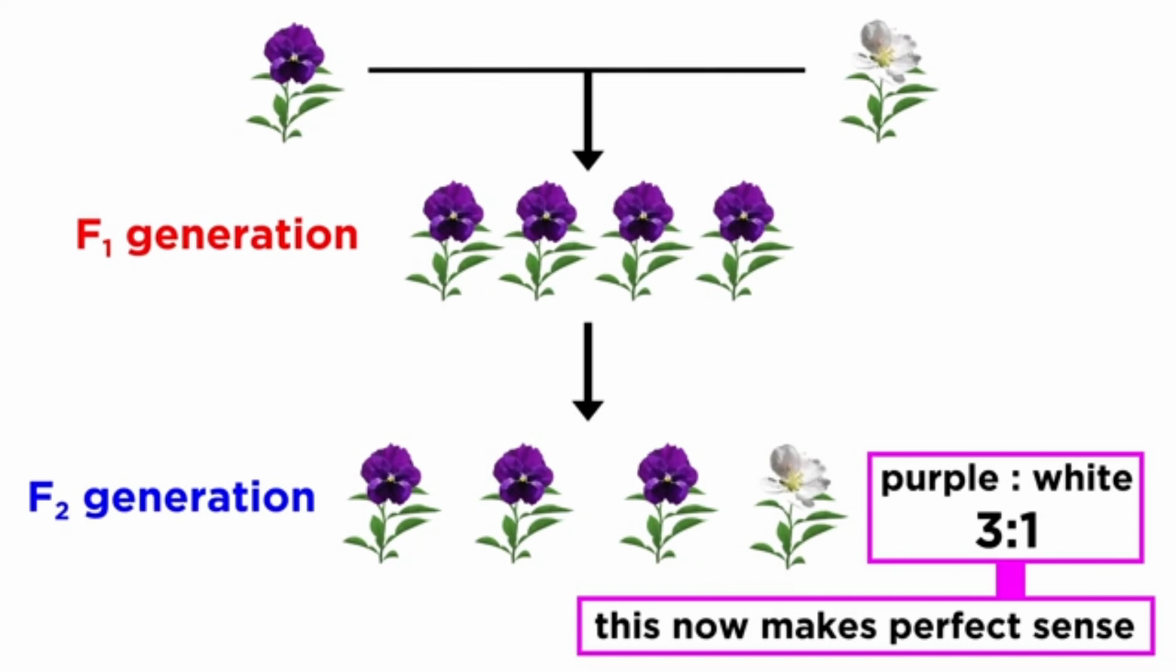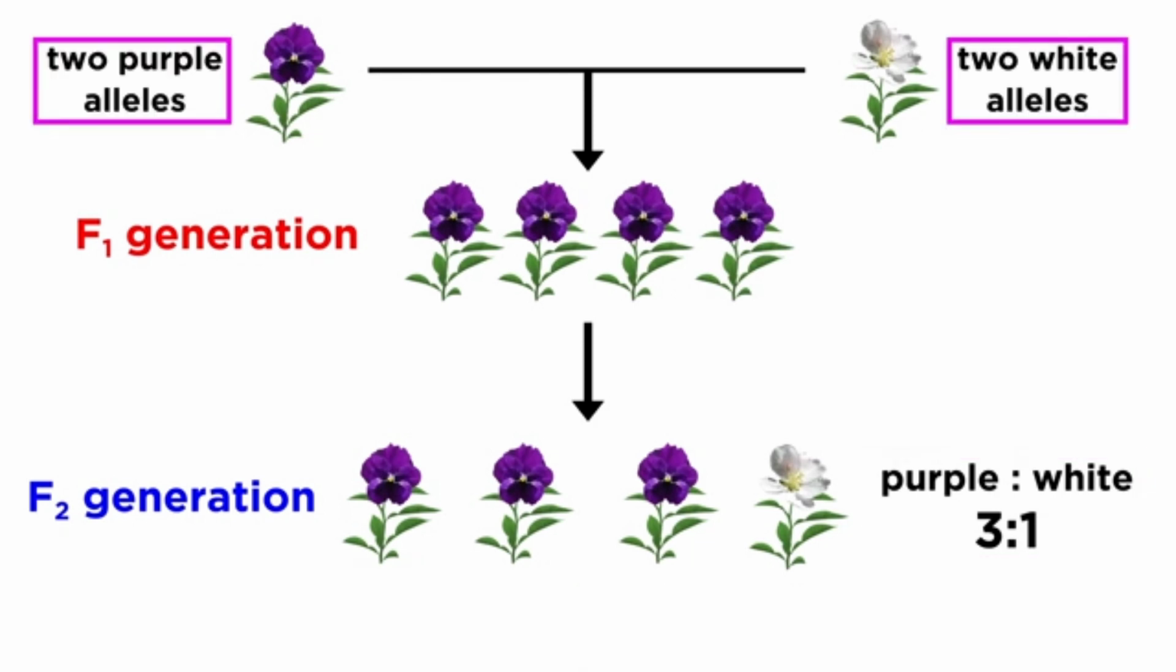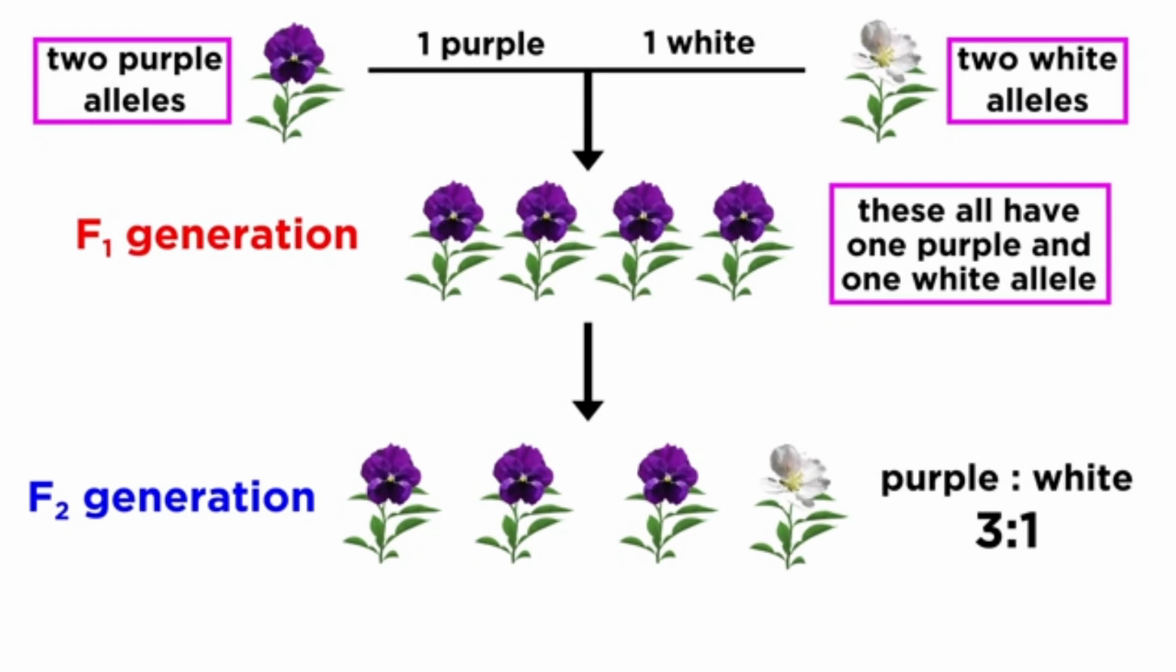In this way, Mendel was able to explain the phenotypes in the F2 generation by rationalizing that true breeding purples have 2 purple alleles and true breeding whites have 2 white alleles. So when the sperm from one fertilizes the egg from the other, all of the resulting plants in the F1 generation must have one of each allele.